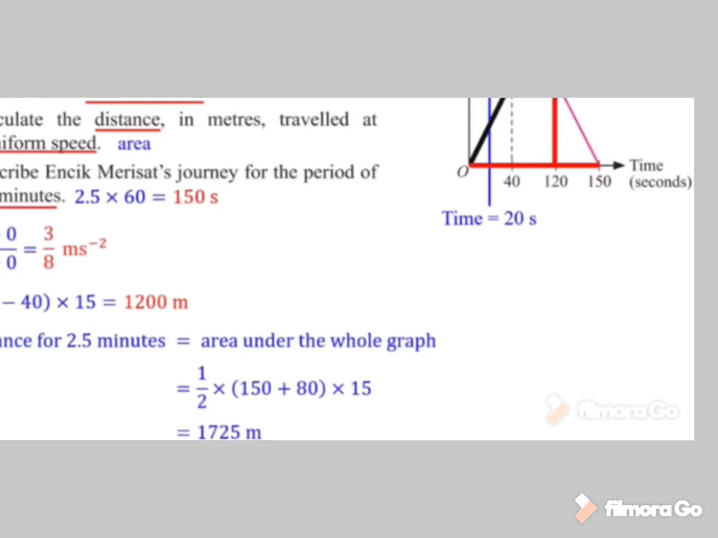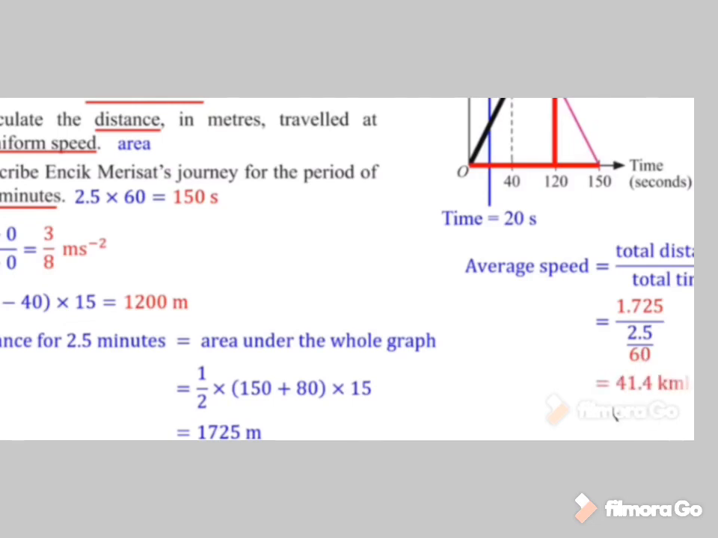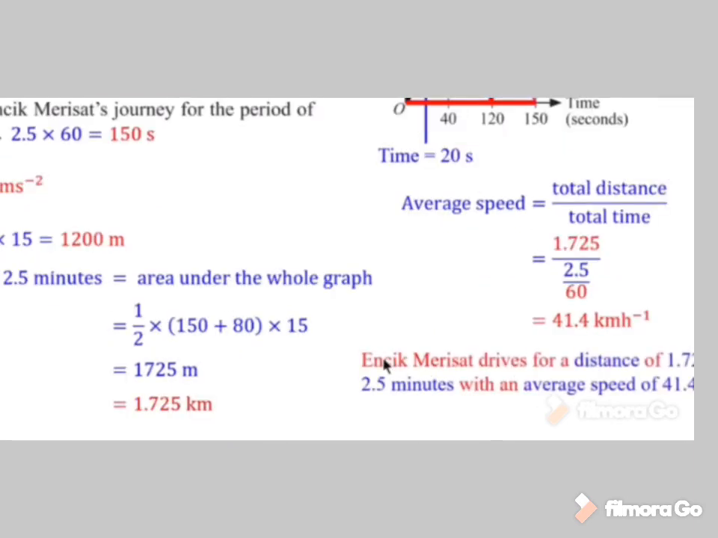With the distance traveled and the total time taken of 150 seconds, we can find the average speed. Remember the formula: total distance over total time taken is the formula for average speed. So 1.725 over 2.5 over 60, because the question is asking for kilometers per hour. The conversion of units is very important. The answer is 41.4 kilometers per hour. This is the average speed. So let's write our sentence: Inje Marisa drove for a distance of 1.725 kilometers for 2.5 minutes, with an average speed of 41.4 kilometers per hour.